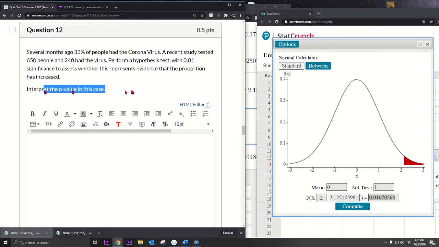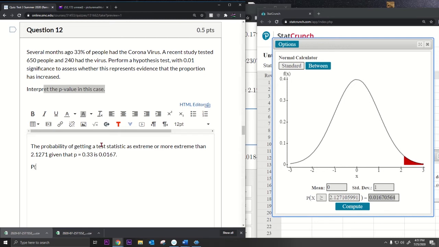Number 12, interpret the p-value. Okay, there's two ways. So I'll do the sentence interpretation. Some people did it symbolically. I was pretty impressed by them. But the probability of getting a test statistic as big, as extreme, or more extreme than 2.1271, given that p equals 0.23, is 0.0167. There you go. That's the interpretation.